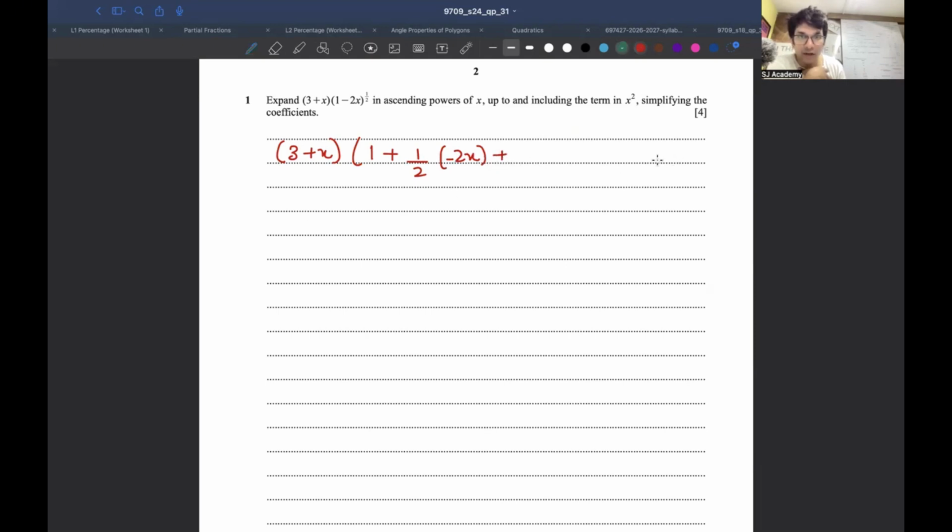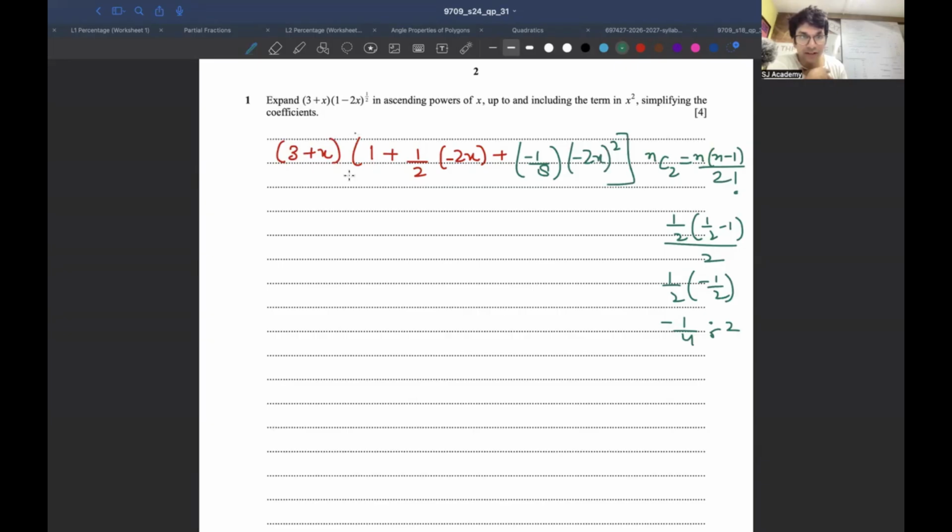Now we can calculate the value of nC2 over here. nC2 is n into n minus 1 upon 2 factorial. So this is half into half minus 1 divided by 2. Half into half minus 1 is minus half. So this will become minus 1 upon 4 divided by 2. So this will become minus 1 upon 8. So this will become minus 1 upon 8 nC2 into b squared, so minus 2x whole squared. So this is the expansion over here.